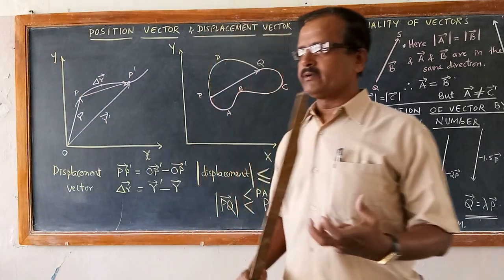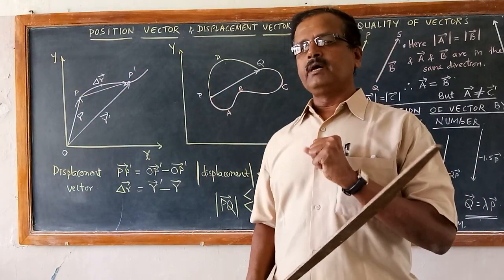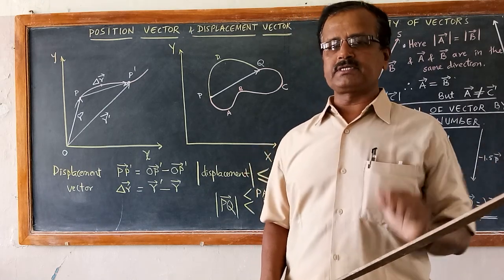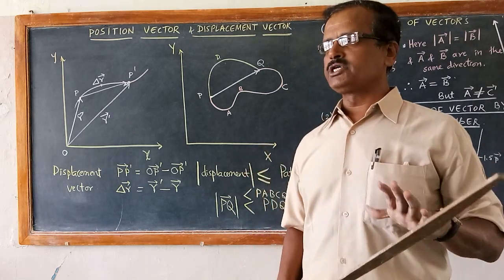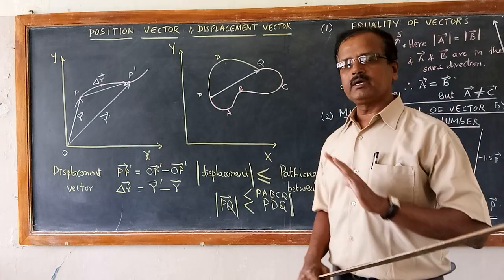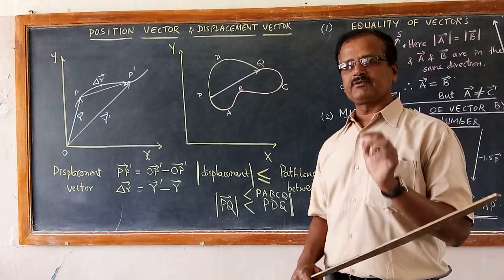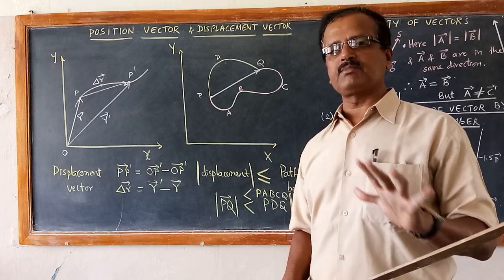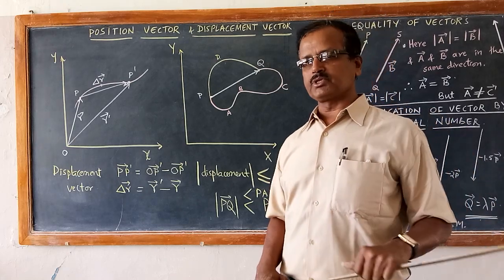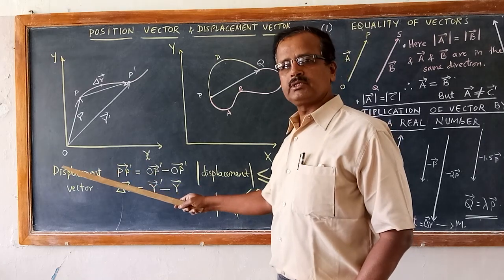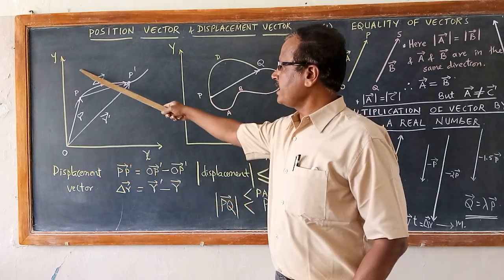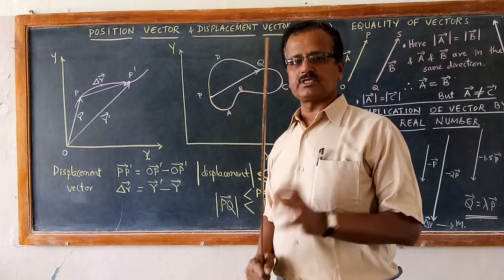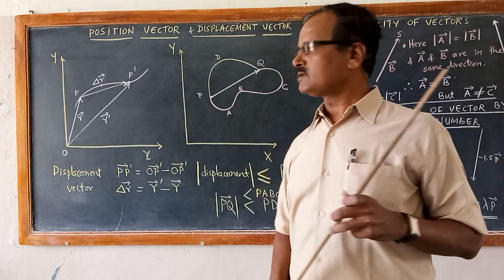Like I gave you examples: motion of a billiard ball on the billiard surface, motion of a ship or boat on the water surface, motion of a carom coin on the carom board surface. These are examples of two-dimensional motion. It requires both x-axis and y-axis for the description. So such a motion is called two-dimensional motion.